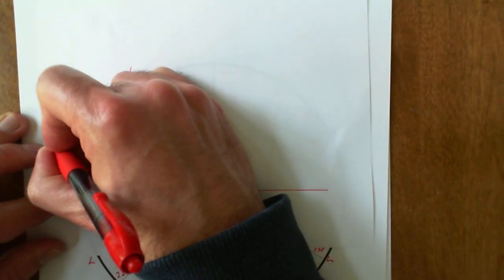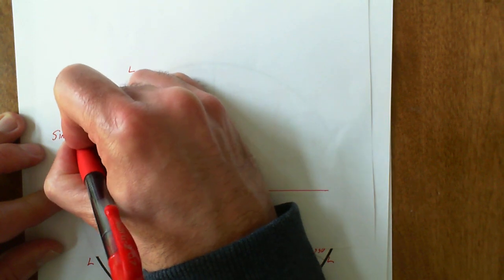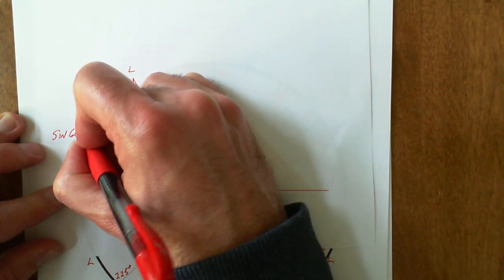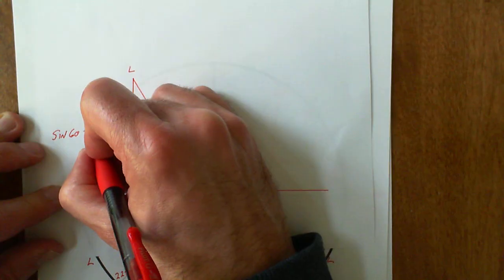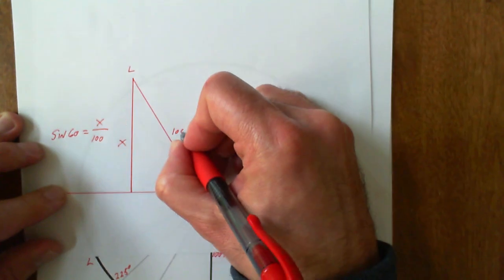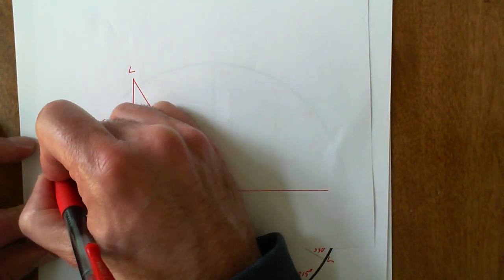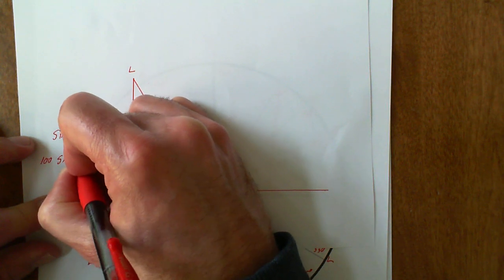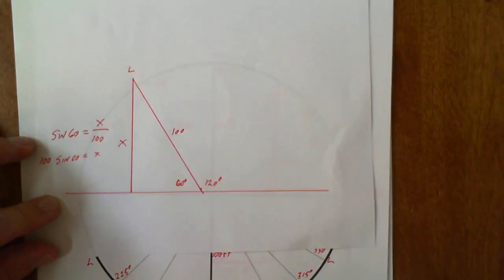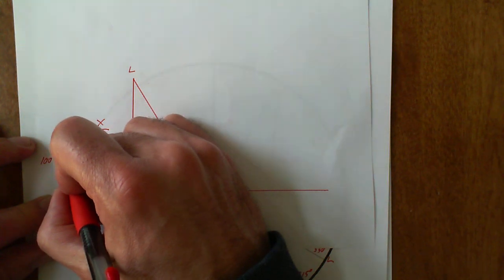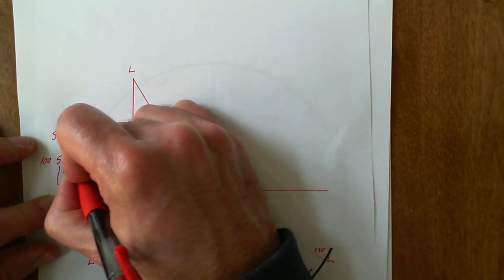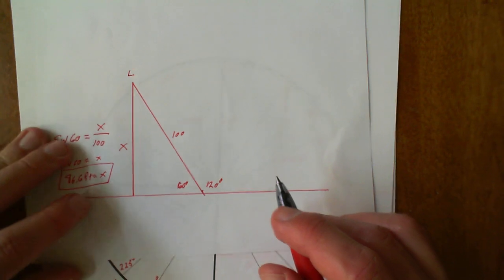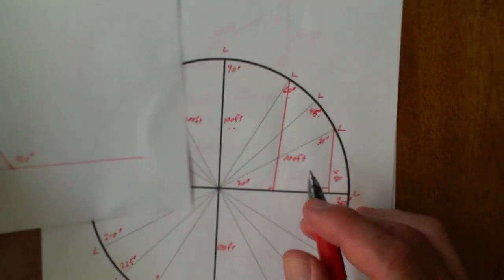I can say sine of 60 equals, there's my height, opposite over hypotenuse 100, right? This is 100. And so you do 100 times sine 60 equals x, which we calculated before. We did this one before. We got 86.6 feet.